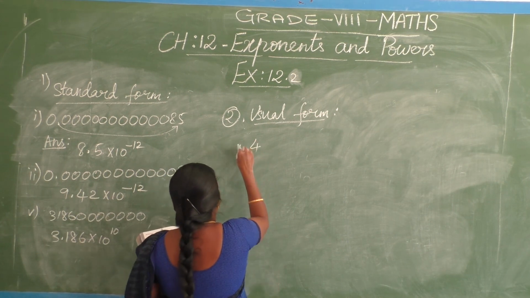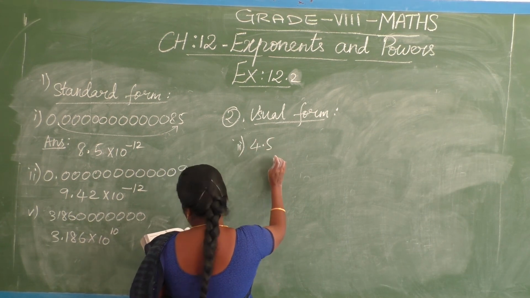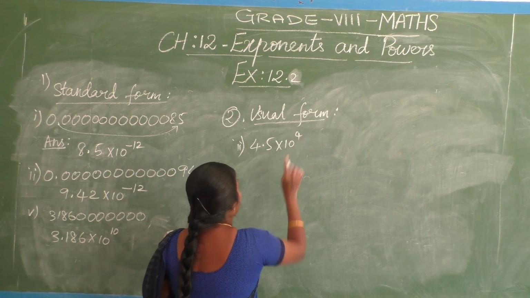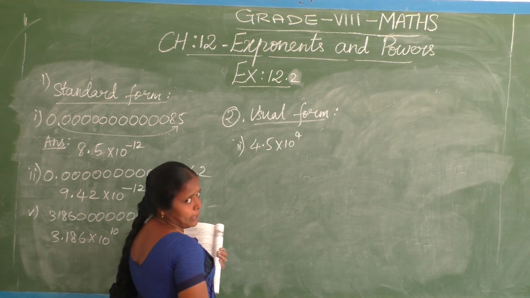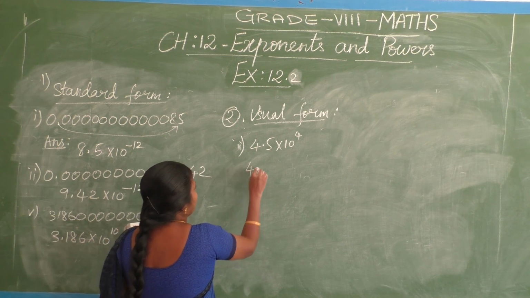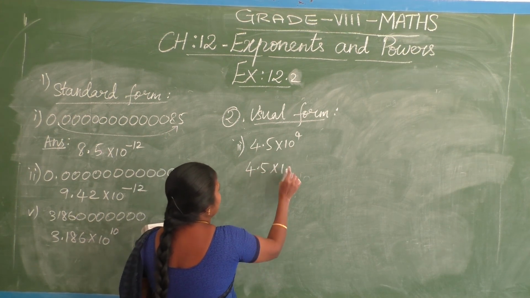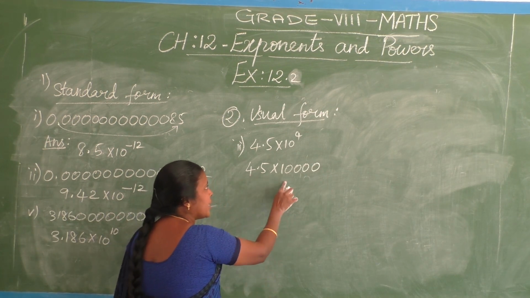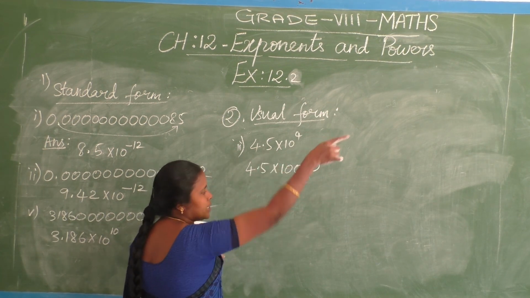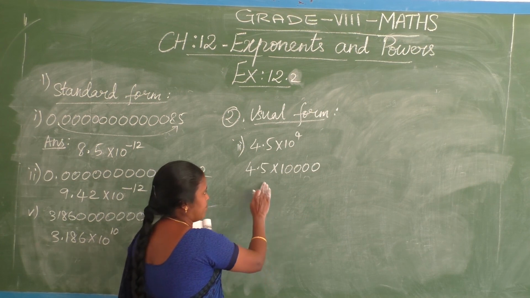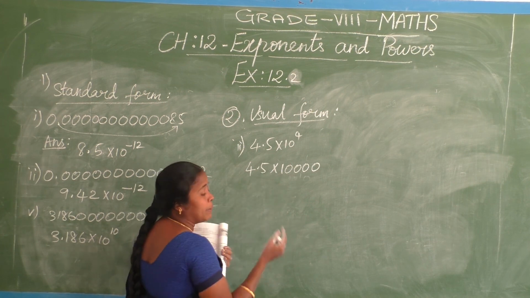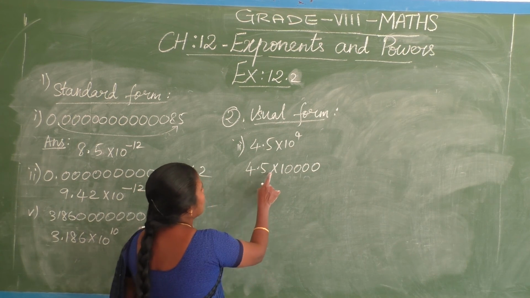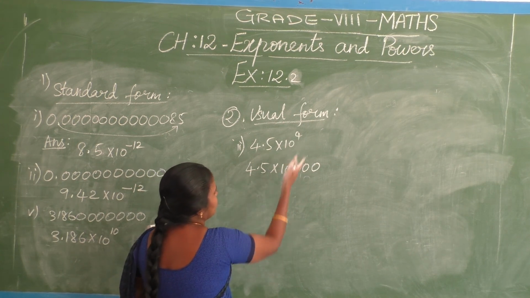See, one more question. Positive power wise, second question: 4.5 into 10 power 4, positive power. So what is the meaning? 4.5 into 10 power 4 means 10,000 comes. This and all, no need, directly we can move the point to the right side. But for understanding purpose I am doing this steps, because this is one more question. 4.5 into 10 power 4; 10 power 4 is nothing but 10,000.